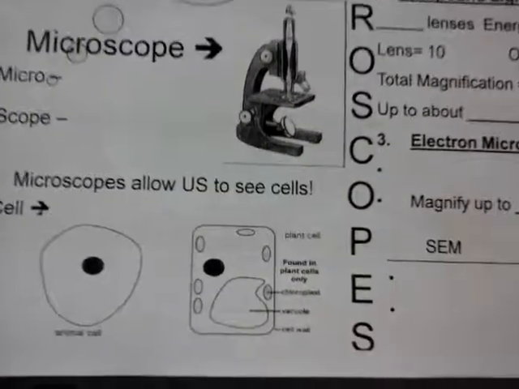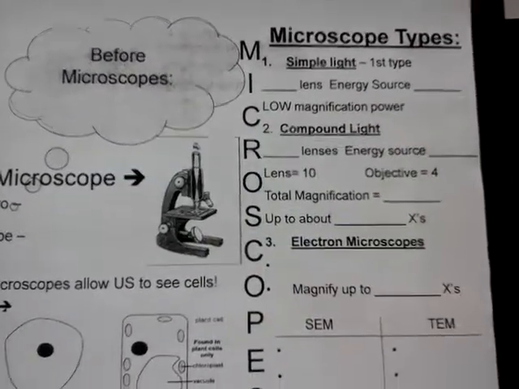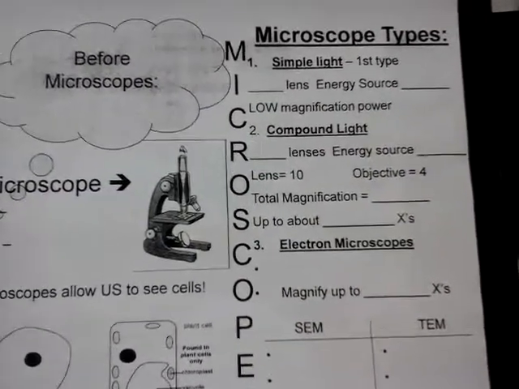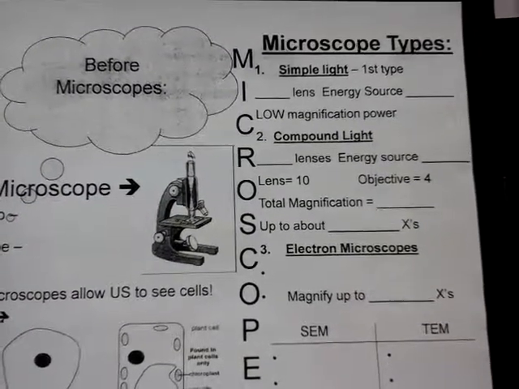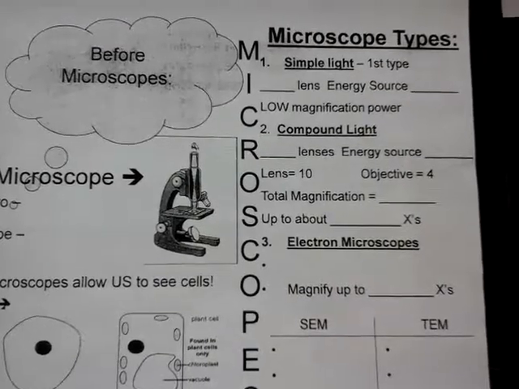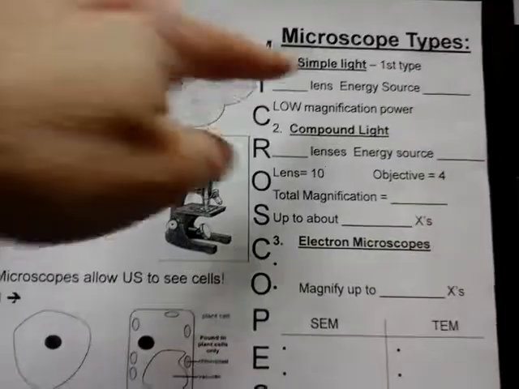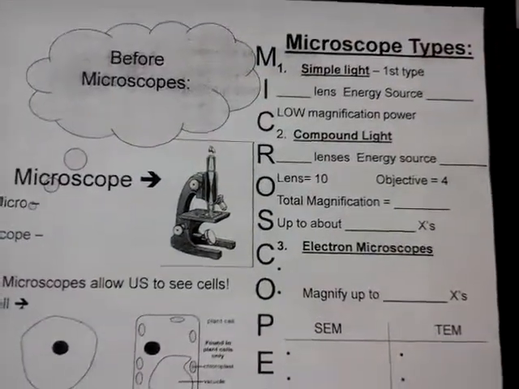Now, in the case of a microscope, microscopes use lenses to allow us to see small things. So a lens would be something like a magnifying glass. It could be your eyeglasses, your contact lenses. But depending on how many lenses the microscope has, determines what category of microscope we have. So the first one here is what we call a simple light microscope.